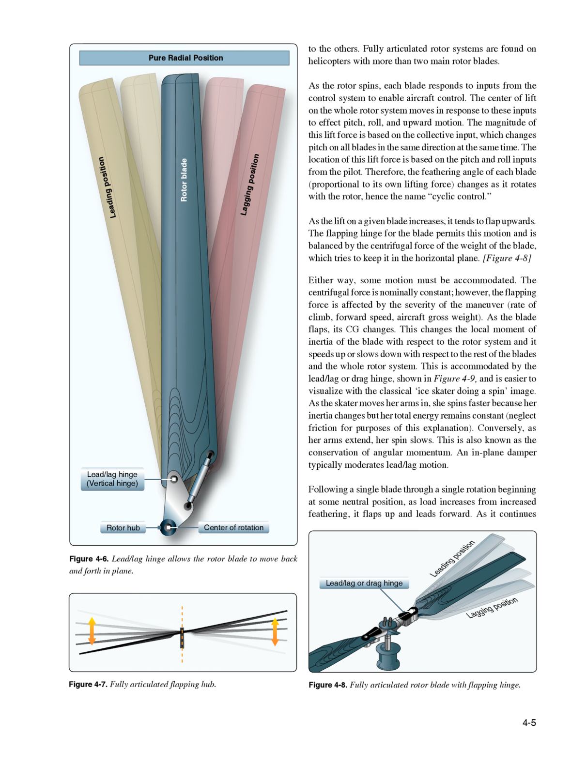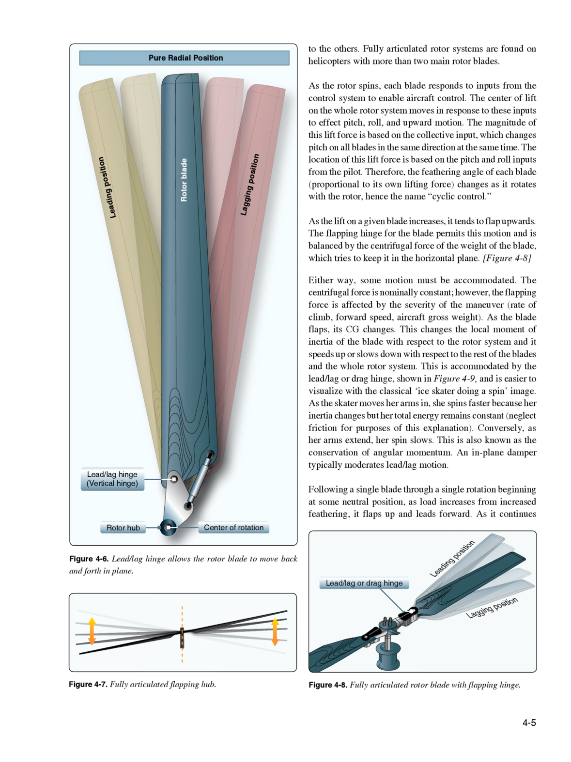As the skater moves her arms in, she spins faster because her inertia changes but her total energy remains constant. Neglect friction for purposes of this explanation. Conversely, as her arms extend, her spin slows. This is also known as the conservation of angular momentum.